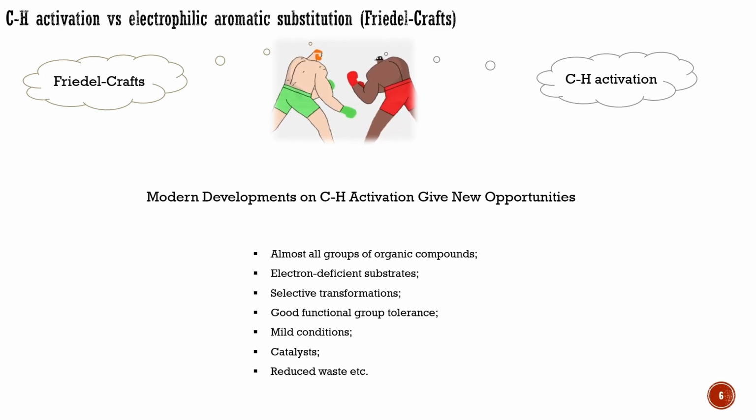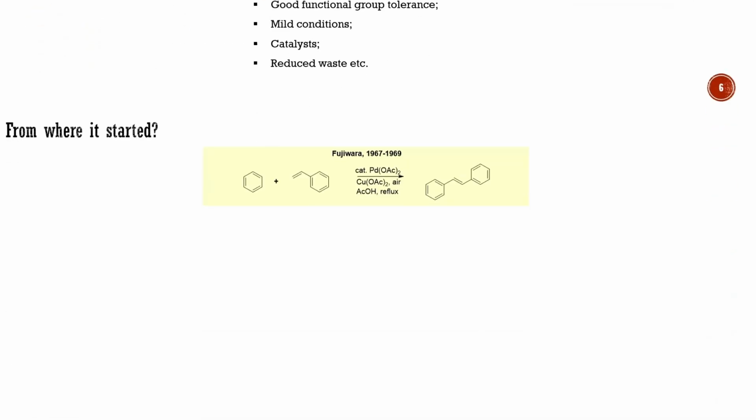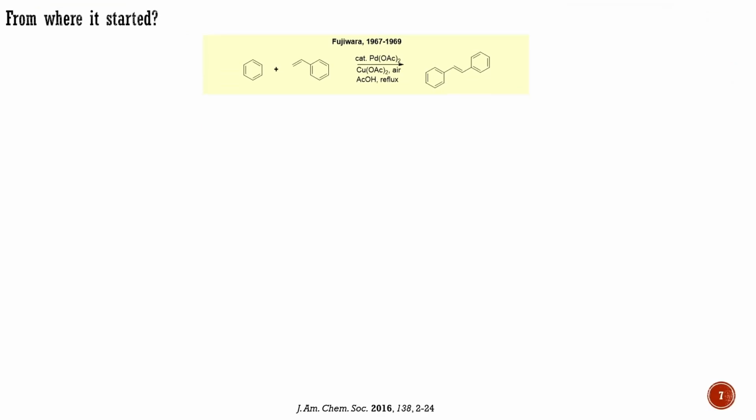As I will demonstrate later, using transition metal catalysis allows for the selective functionalization of all classes of organic compounds, including electron-deficient arenes and aliphatic compounds. To the best of my knowledge, the first transition metal-catalyzed CH transformation was developed by Fujiwara and his co-workers in 1967. Initially, they found that stoichiometric quantities of palladium acetate could be used for the olefination of benzene with styrene. Furthermore, they discovered that, in the presence of an oxidant, palladium acetate could be used as a catalyst.